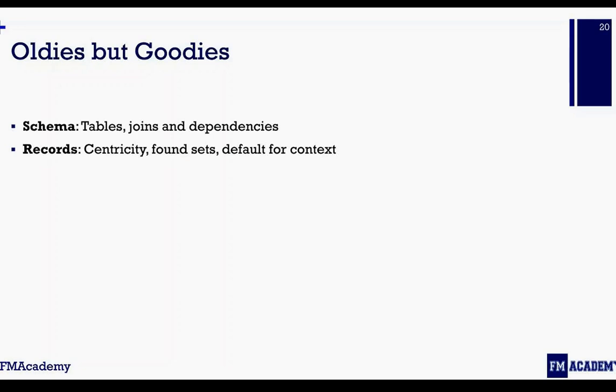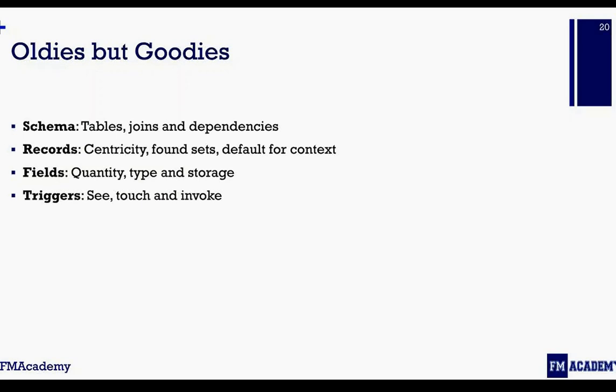But basically, we talk about things like, what are the aspects of schema that impact performance? How do tables, joins, and dependencies impact performance? What about how records move or found sets get managed or the default found set for a particular context or layout that you're on? How about fields? What do we need to know about the number of fields we have in a table, or the type of fields, or how they're stored, or what kinds of things trigger this? I'm not talking about script triggers here. I'm talking about what makes data move? What kinds of actions can you put a user through that will trigger an avalanche of data when you didn't mean it to, or even just a small bunch of data to move over the wire, which they don't even need because they're going to do something else.